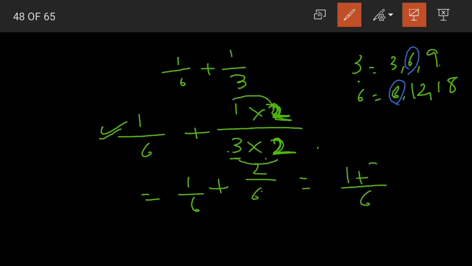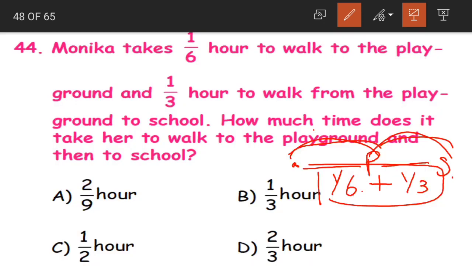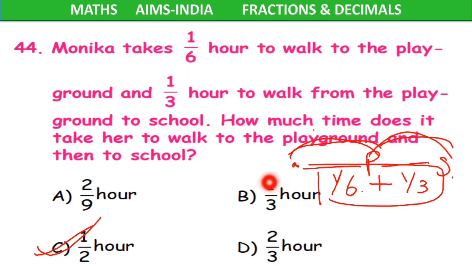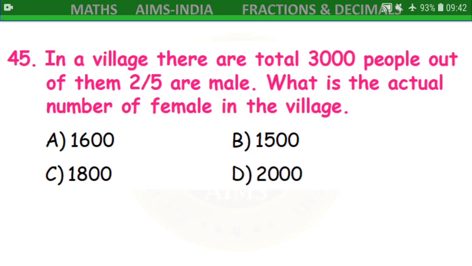Now these two are like fractions, so we can add them easily. 1 plus 2 divided by 6, that is nothing but 3 by 6. This 3 by 6 can further be reduced to the simplest form. When we divide both the numerator and denominator by 3, we have 3 divided by 3 is 1 and 6 divided by 3 is 2. So 1 by 2 hour, or half an hour, is required for Monica to walk to the playground and then to go to her school. Understood, children? Question number 44.